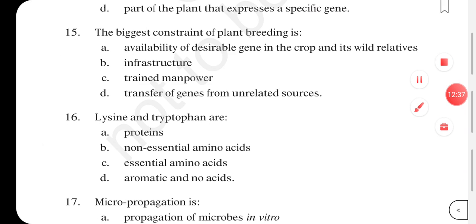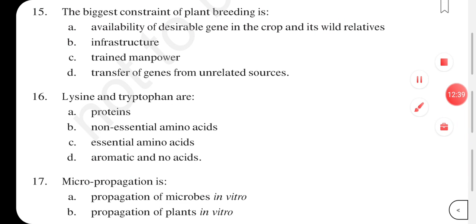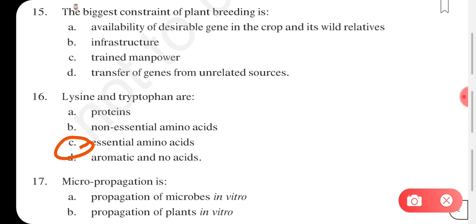Next question, lysine and tryptophan, are they proteins, non-essential amino acids, essential amino acids, or aromatic amino acids? So here the correct answer will be option C, that is they are essential amino acids. Lysine and tryptophan, both of these are amino acids, and which type? They are essential amino acids.